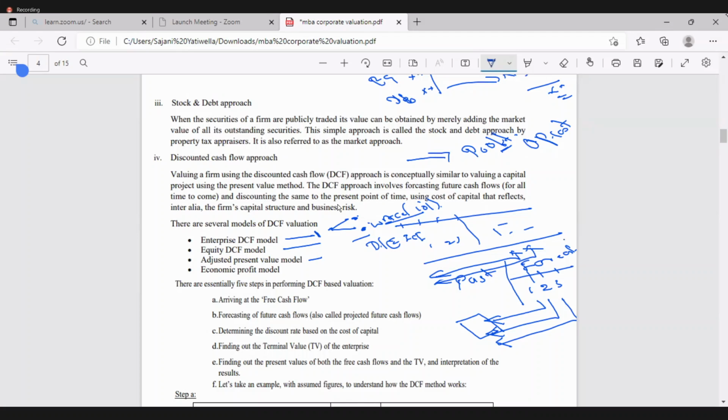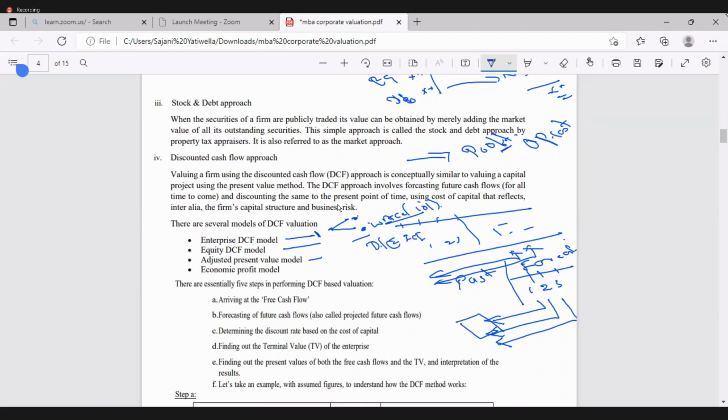Then, finding out the terminal value of the enterprise. What is the terminal value? As we explained earlier, it's a particular time period. If the business continues for the remaining period, you can observe with some explicit forecast period, you can estimate the values, free cash flow, economic profit. But after that explicit forecast period, you can derive the value based on the constant dividend discount model. Similar to that, we can derive value at that particular time period. That value is the terminal value.